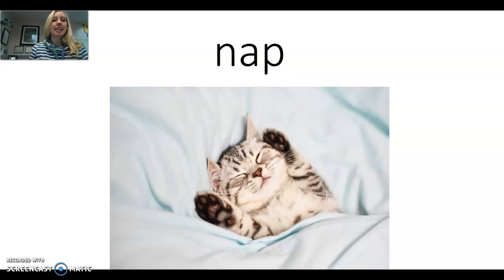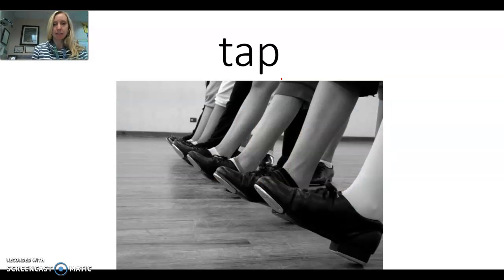The next word is nap. This is the word nap. The kitten naps. Let's count the sounds in nap. N, a, p. One more time. N, a, p. We have 3 sounds, and our a sound is in the middle. So we have n, a, p. Okay, so 3 sounds. Let's do it together. N, a, p.